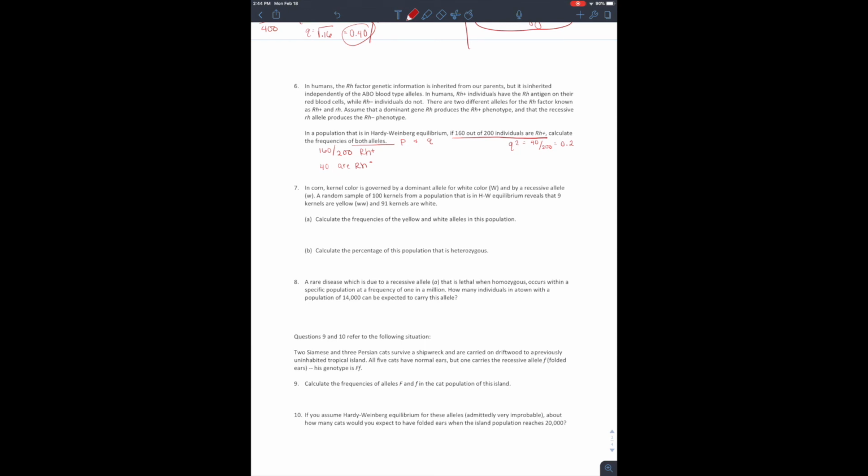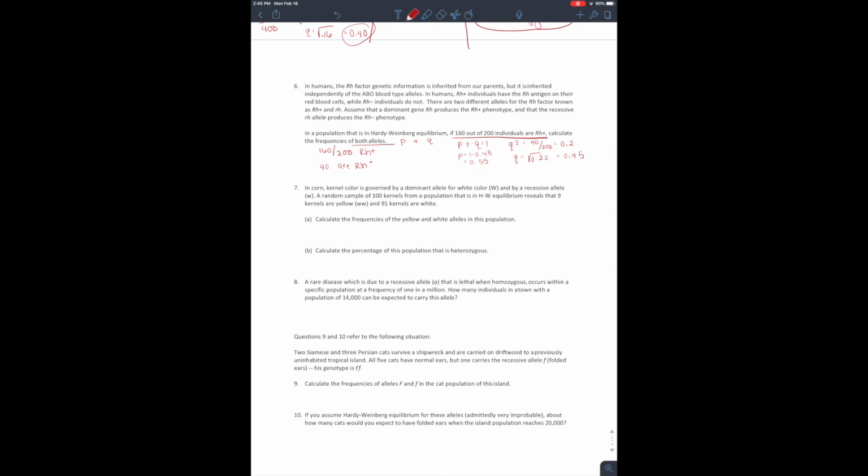Now let's calculate the recessive allele. So Q is going to be the square root of 0.2, and that is going to be 0.45. Again, P plus Q is equal to 1. So P is going to be 1 minus 0.45. So that is going to be equal to 0.55. As for the frequency of the dominant allele, P squared, 0.55 squared, is going to be equal to whatever that number is. We don't really need it here.